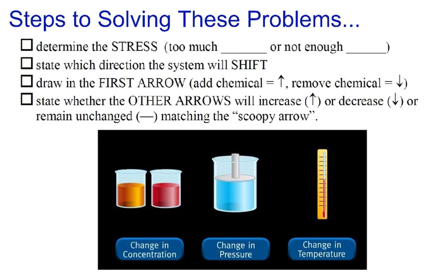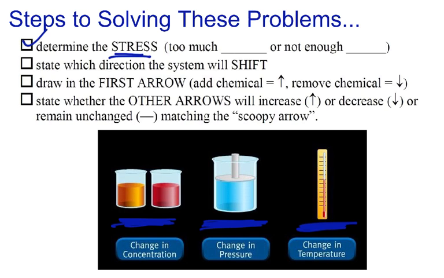Now, the steps we're going to go through to solve these problems, and I really find that this works nicely for doing these kind of problems, is first you need to identify the stress, and that just means there's too much of something or not enough of something. It could be too much of a chemical, or not enough of that chemical. There could be too much pressure or not enough pressure, or that could also be translated as too much room, not enough room. And the last thing is temperature, so there could be too much heat in the reaction or not enough heat.